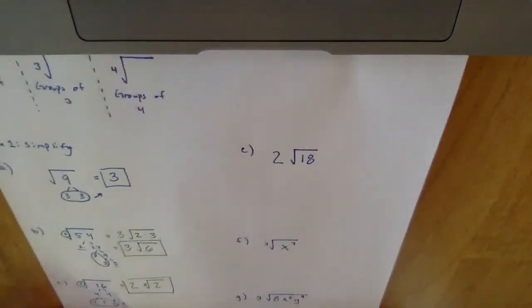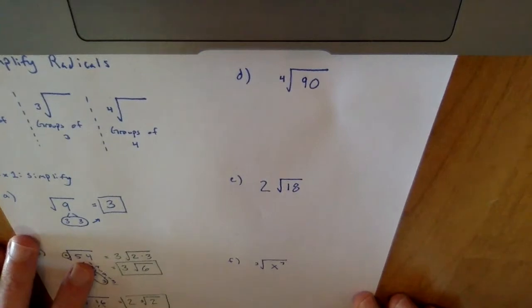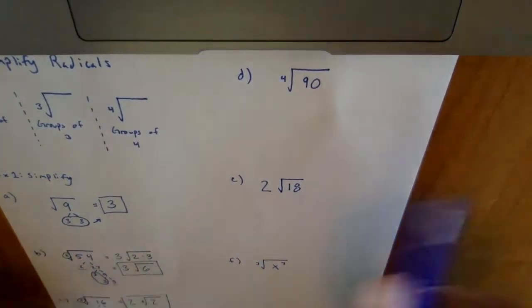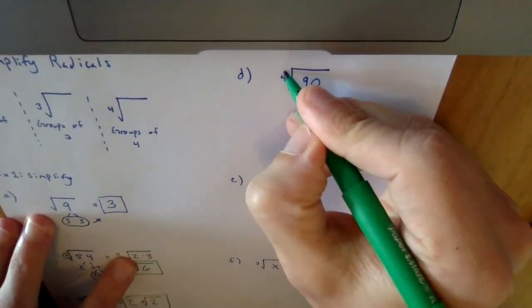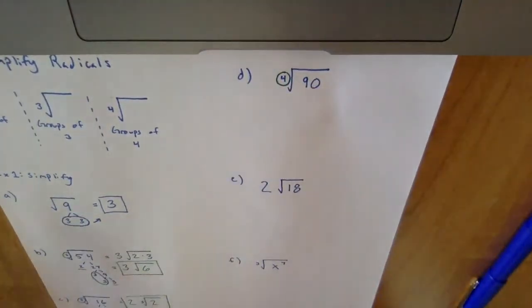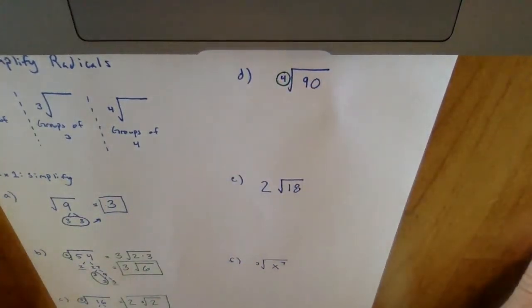And we'll keep going here to letter D. Now we've got this fourth root here, right? So it's a little miniature 4 on the outside telling me that I need 4 of a kind to get a group that's going to move out.